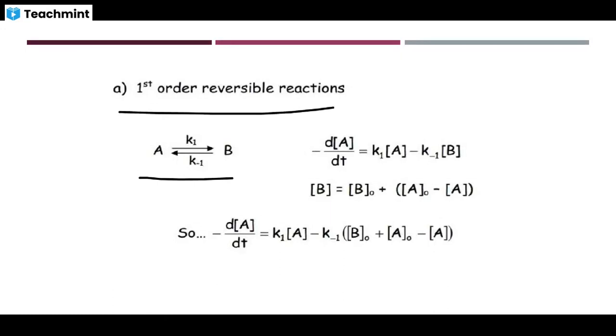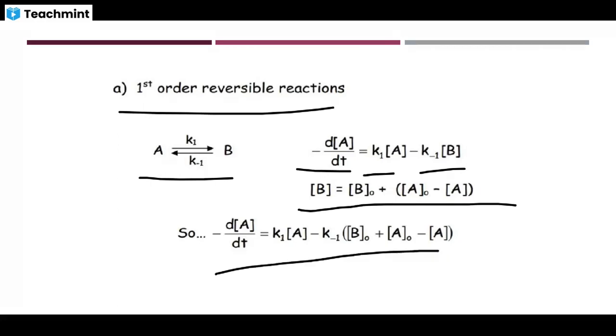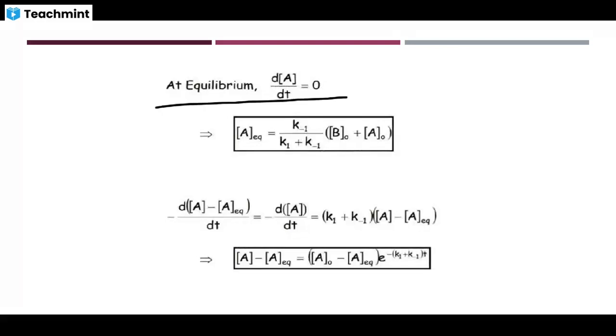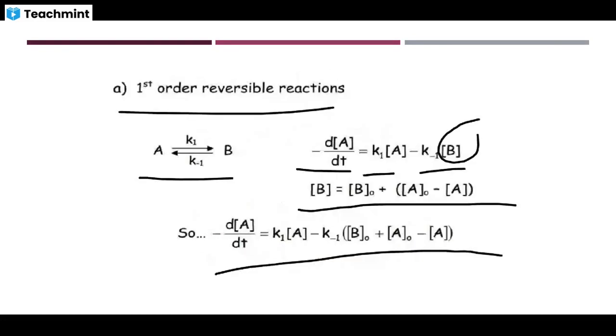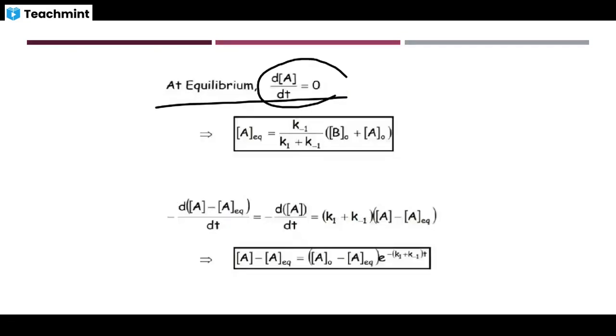For the first order reversible reaction, dA by dt equals minus K1A plus K minus 1B. Then B is B naught plus A naught minus A, and dA by dt equals, then substitute for B. At equilibrium, dA by dt equals 0, because there is no change in A with respect to time. Then the equilibrium concentration A is K minus 1 divided by K1 plus K minus 1.